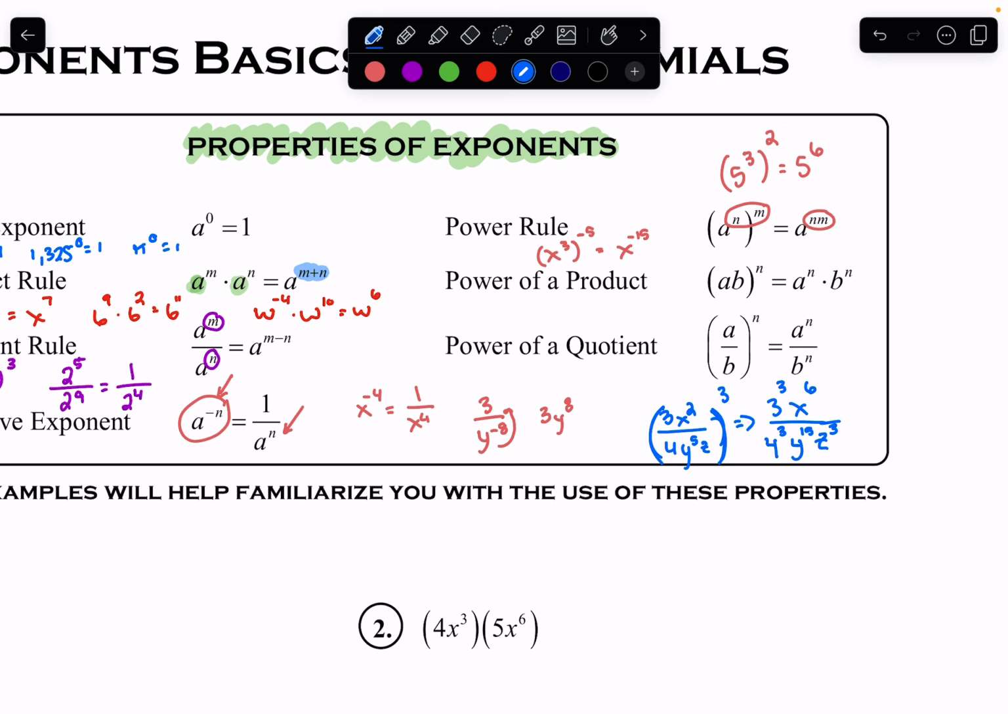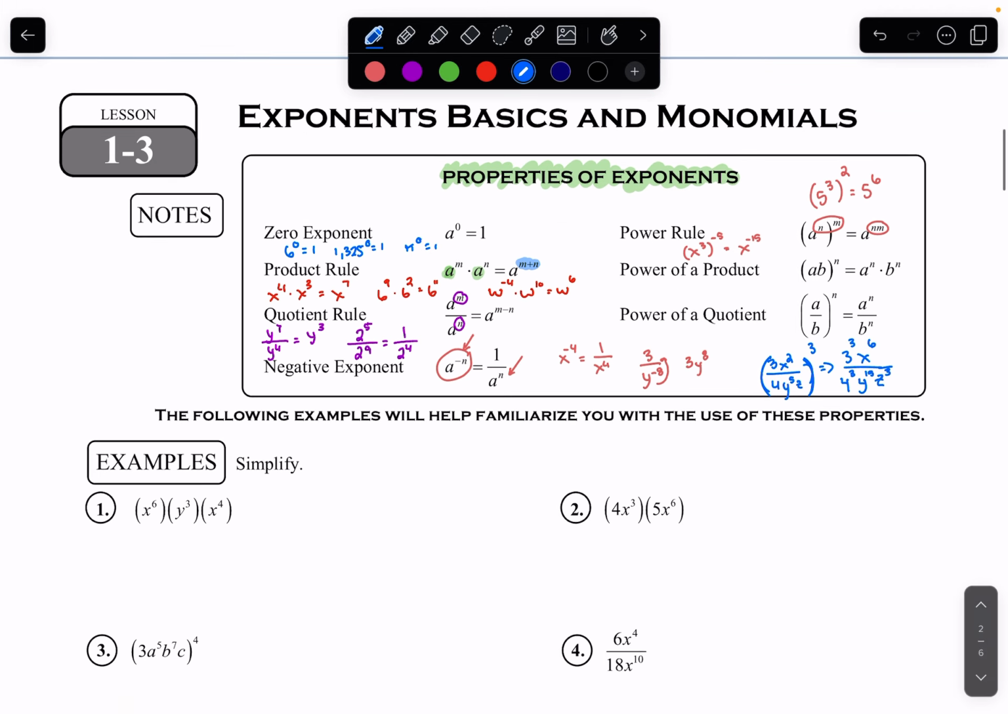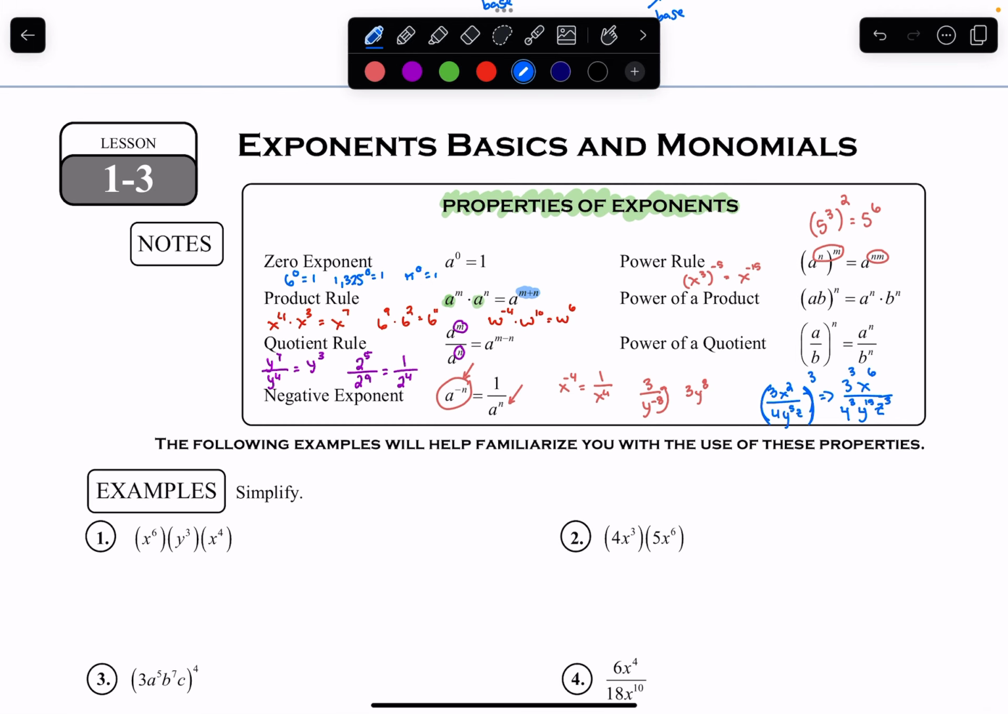Okay, easy rules. Now we get to have a little bit of fun, because we're going to throw these big expressions at you, and most of the expressions you are going to use multiple properties. You're not going to just use one property. In fact, the order that you should do these in, step 1, are these 3 rules right here. So you should always try those rules first.